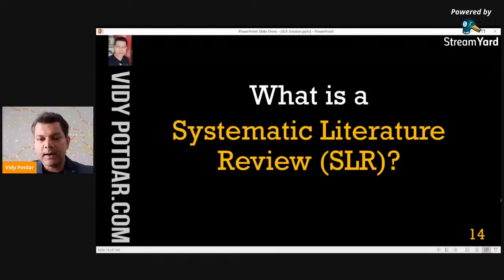A systematic literature review is a very methodical, step-by-step approach for conducting a literature review. It is useful for anyone who is starting their research, their Ph.D. or MPhil, or who is an established researcher. And it gives the basic important information about how to do a systematic review of literature.